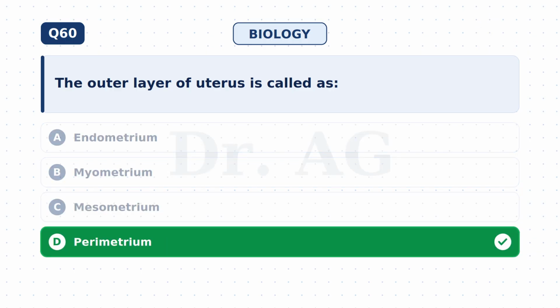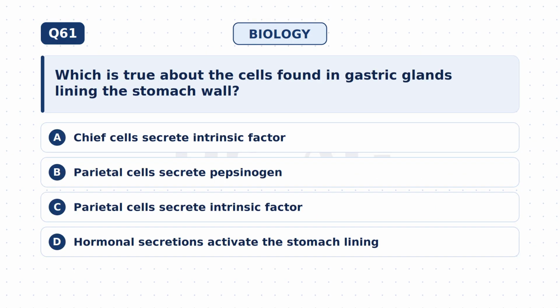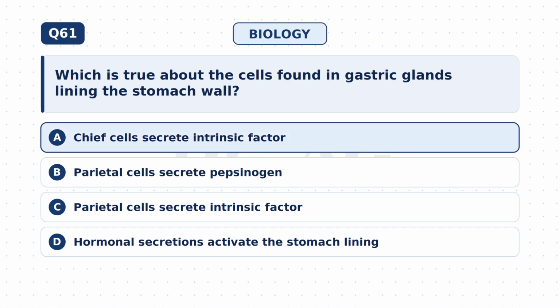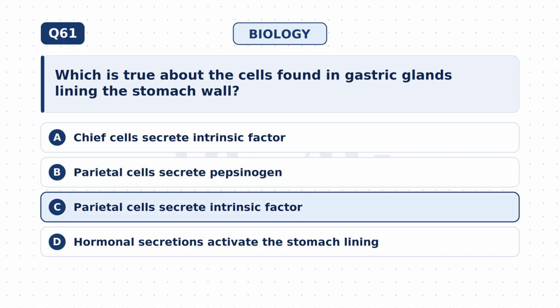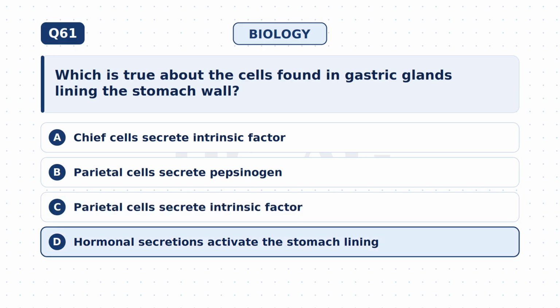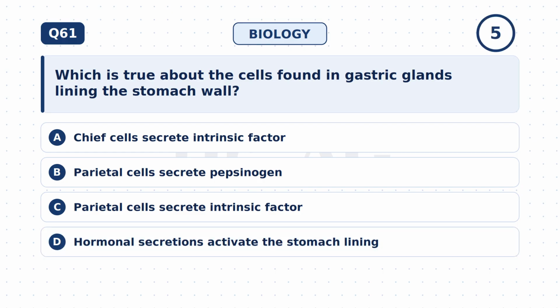The correct answer is D. Perimetrium. Question 61. Which is true about the cells found in gastric glands lining the stomach wall? Option A. Chief cells secrete intrinsic factor. Option B. Parietal cells secrete pepsinogen. Option C. Parietal cells secrete intrinsic factor. Option D. Hormonal secretions activate the stomach lining.